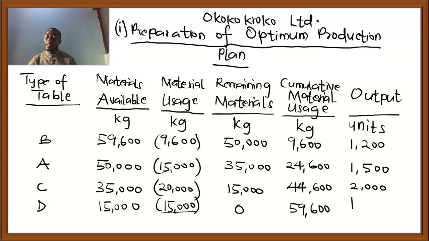So we have 1,250. So this is the optimum production plan based on the limiting factor. We are going to produce 1,200 units of table A, 1,500 of table C, 2,000 for table C, and then 1,250 for table D.